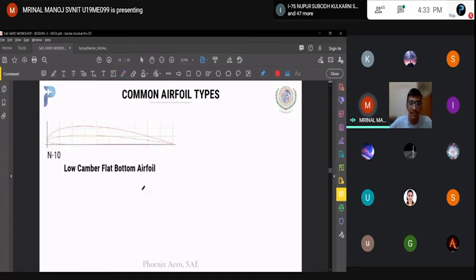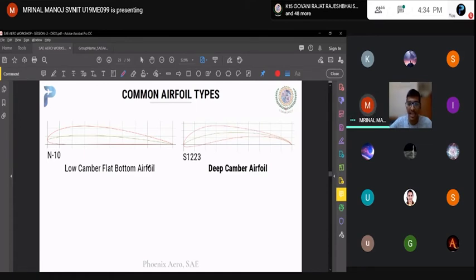One of them is the low camber flat bottom airfoil. As you can see, it's flat bottom. Its bottom is flat, and it's low camber because the curvature is not as much as compared to other airfoils. This is a low drag producing type of airfoil, so it is good for fighter planes and racing airplanes as such. Now moving on.